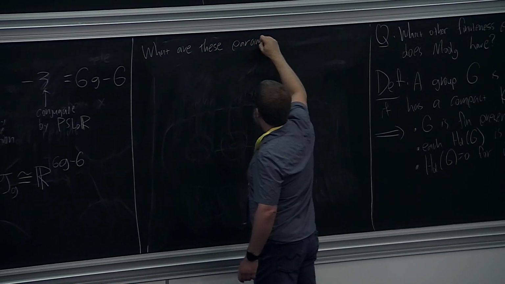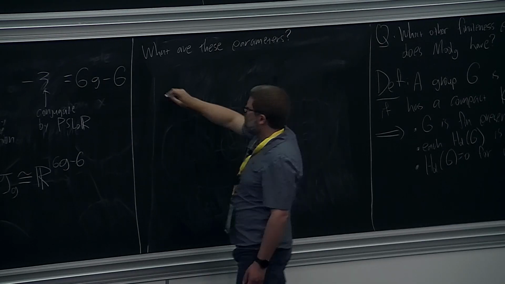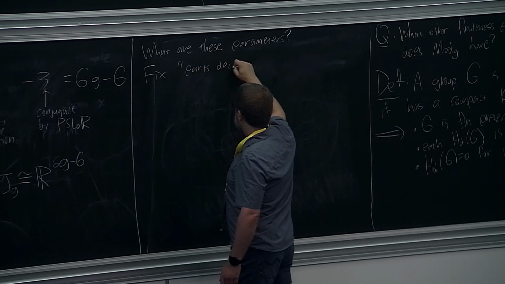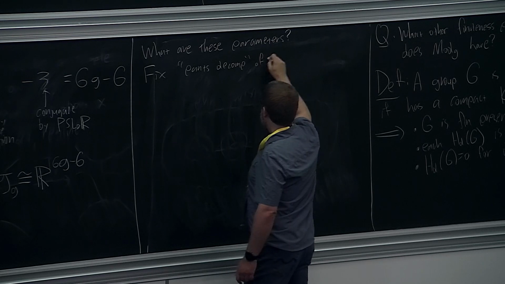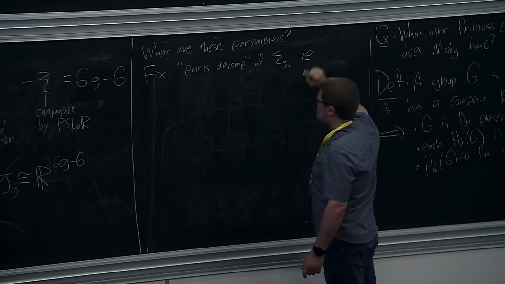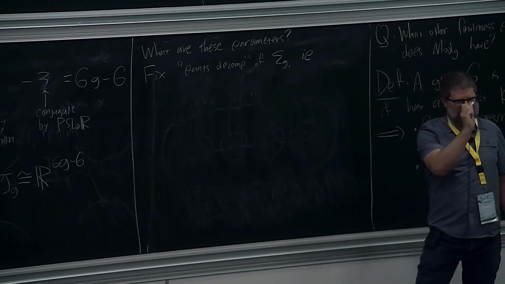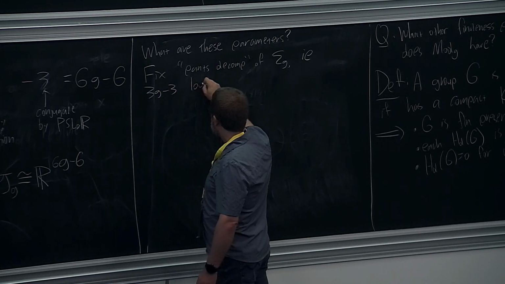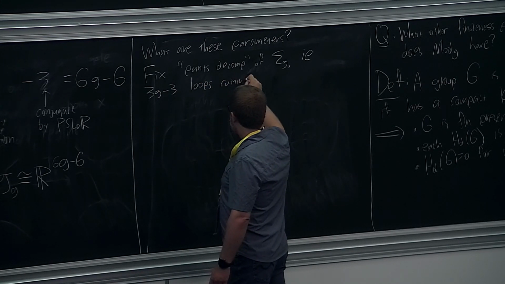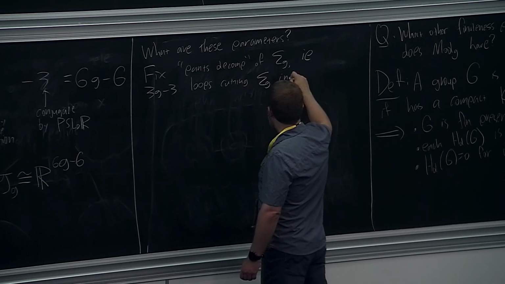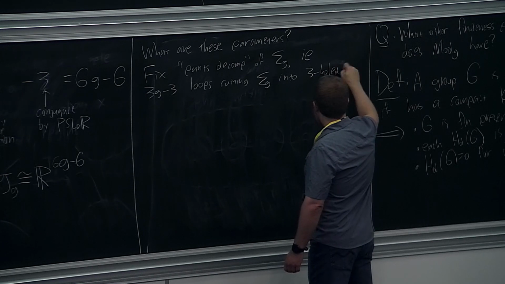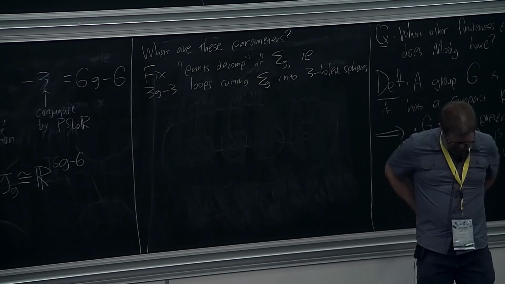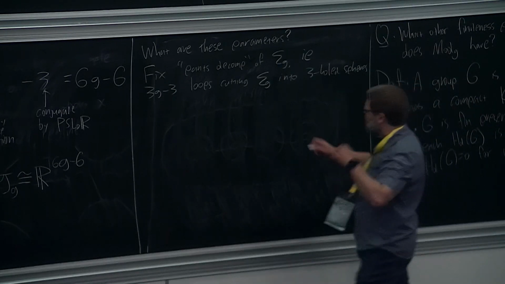So let's fix what's called a pants decomposition. What do I mean by that? Id est. See, I was educated in America, but I can use gratuitous Latin. So a 3G minus 3 loops cutting sigma G into 3-holed spheres. A pair of pants, of course, is like a sphere with 3 holes. There's a hole here, and there's 2 holes down at the bottom, right? Here's a picture of one of those.